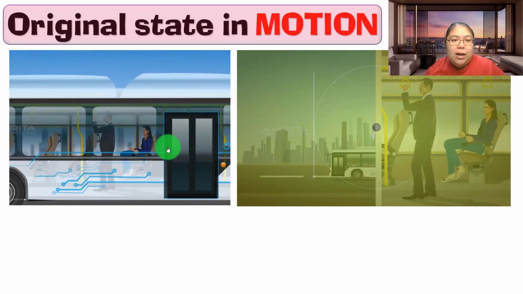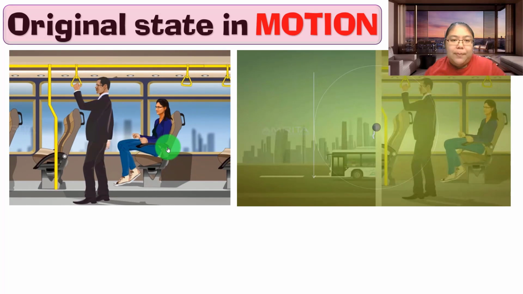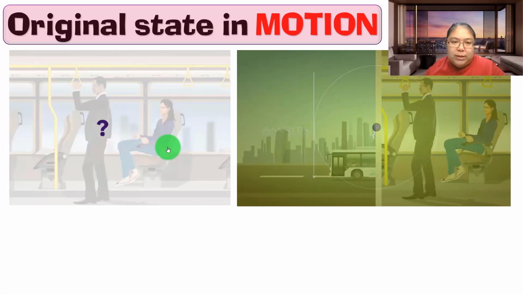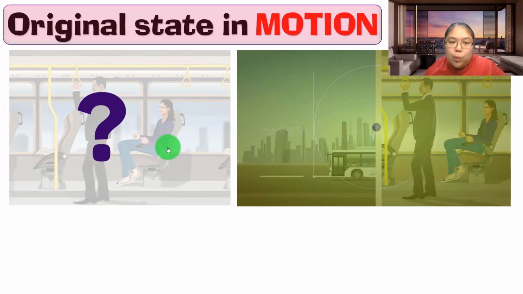Okay, the car starts to move. Can you see the passenger? They launch backward. Okay, they move backwards. So the question will ask why the passenger will be like this? Okay, let's see the explanation.